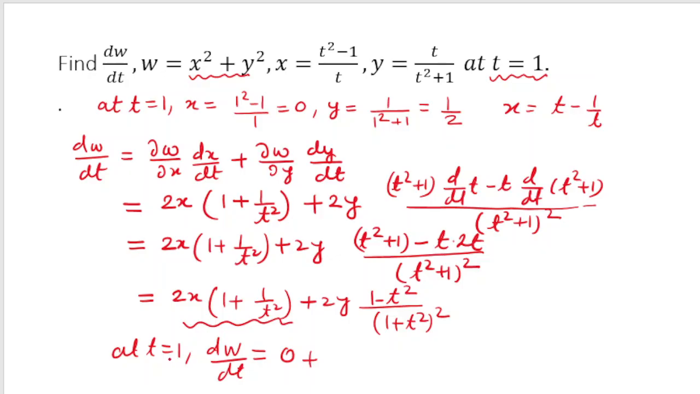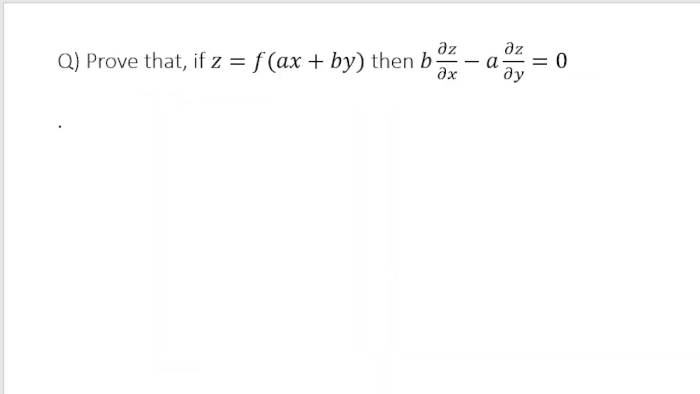And at t is equal to 1, the y value is 1 by t, so I write 2 into 1 by 2, and then 1 minus 1 square, right? So if I put t is equal to 1, this whole expression will become 0. So 0 plus 0, the answer is equal to 0. So this is how we can evaluate the partial derivatives using chain rule.